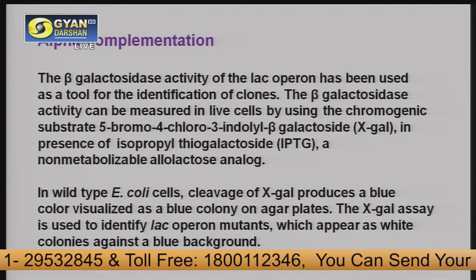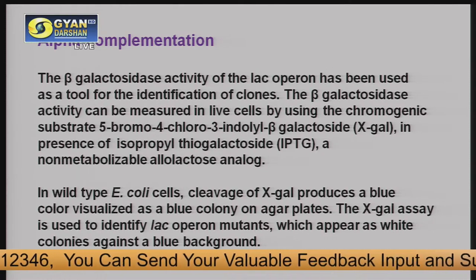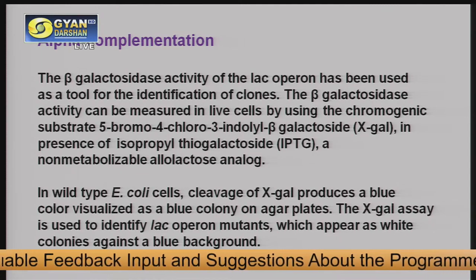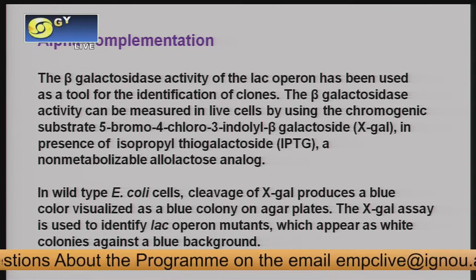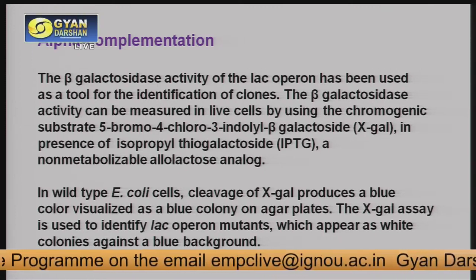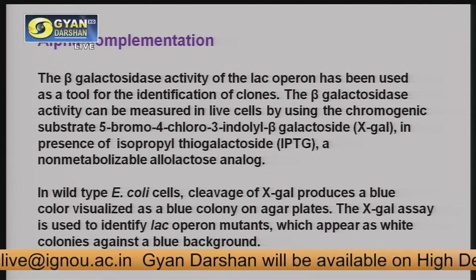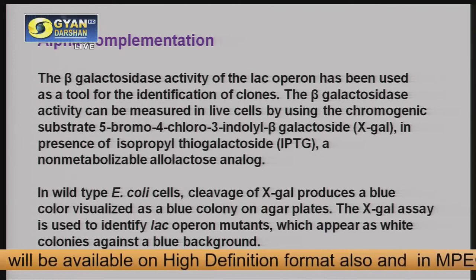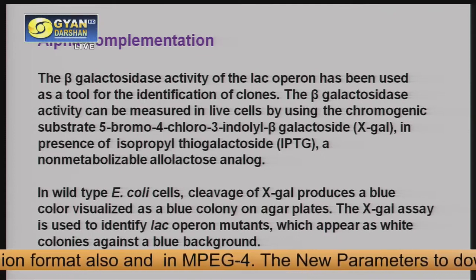So, the beta-galactosidase of the lac operon has been used as a tool for the identification of clones. Beta-galactosidase can be measured. How do you measure beta-galactosidase? If you add in the media 5-bromo-4-chloro-3-indolyl beta-galactoside, that is X-gal, in presence of one inducer, that is isopropyl thiogalactoside, IPTG, which is a non-metabolizable allolactose analog, what will happen? If the beta-galactosidase is functional, then it will be able to degrade this X-gal, and therefore it will generate a blue color. So you will have a blue colony on agar plates.